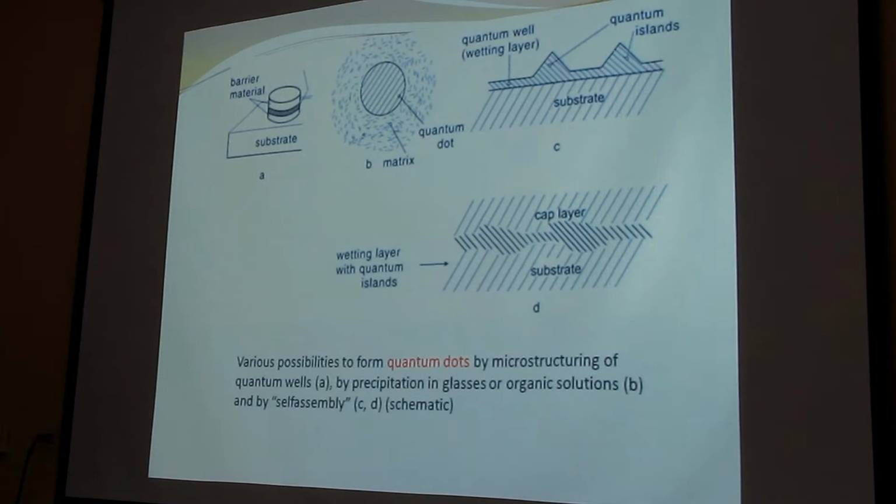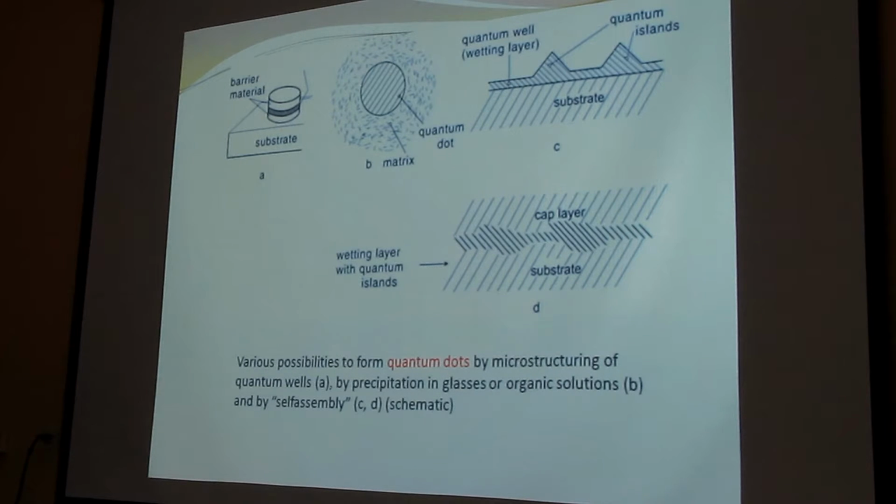So either by lithography you can produce such pancake-shaped dots. You can produce almost spherical quantum dots in a matrix. This can be glass. This can be an organic material in which you precipitate these things. You can grow quantum wells on a substrate if you have a certain fit between the lattice constants. Then you can grow a wetting layer, and if you grow more, you get such small hills or islands on this wetting layer, which act as quantum wells.